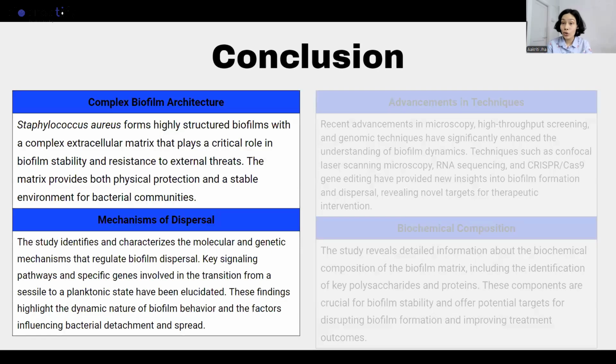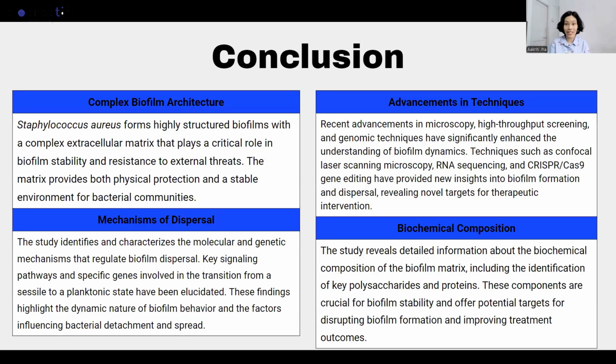Now, the conclusion of this amazing experiment. So there was complex biofilm architecture. Staphylococcus aureus forms highly structured biofilms with a complex extracellular matrix that plays a crucial role in the biofilm stability and resistance to external threats. The matrix provides both physical protection and a stable environment for bacterial communities.